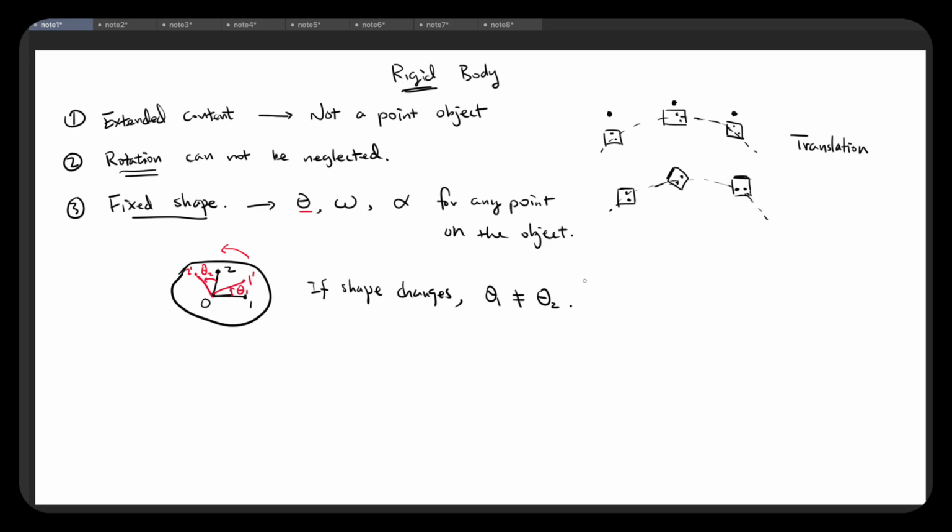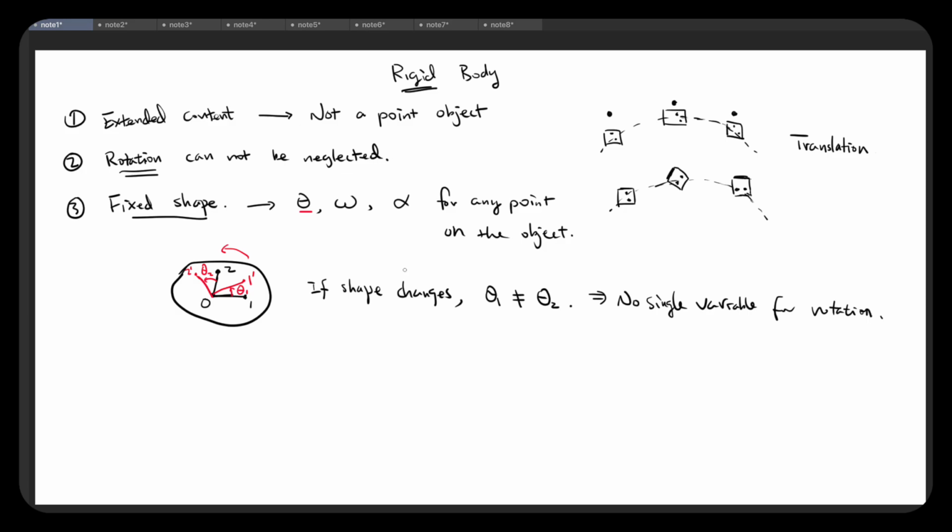So that means that we cannot have a single variable for describing the object's rotation. And that could happen in real life. We see an object doing rotation. We cannot say for sure that every point has exactly the same rotation. But that's something that we don't want to consider.